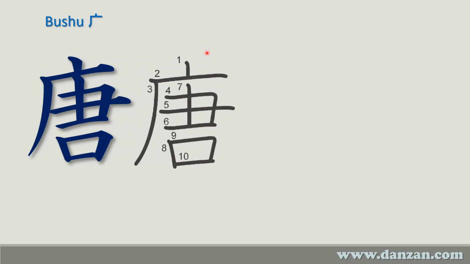The stroke order is, again, we draw this what I call a pot lid, 1, 2, and then we have the cliff coming down as 3. Then continuing 4, 5, 6, and then 7. And then finally we draw a little mouth at the bottom here, 8, 9, and 10.